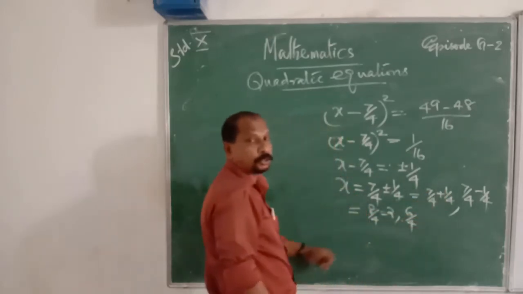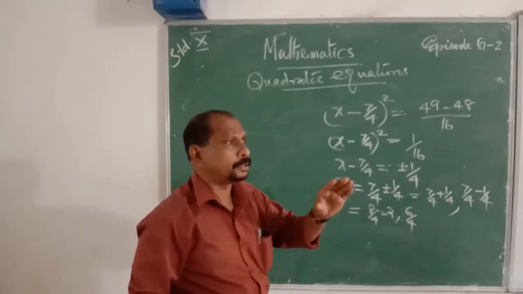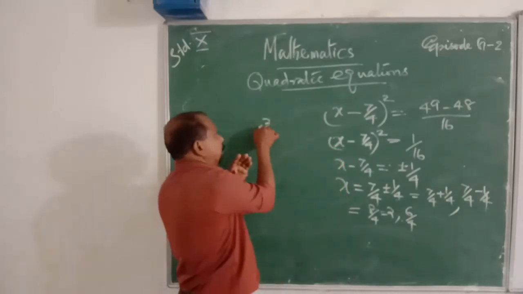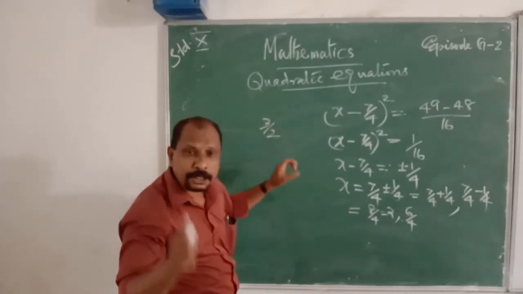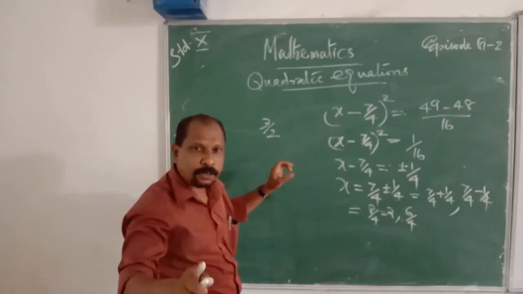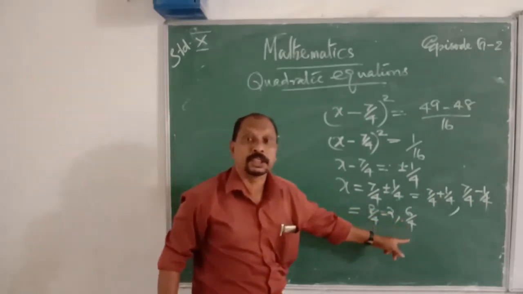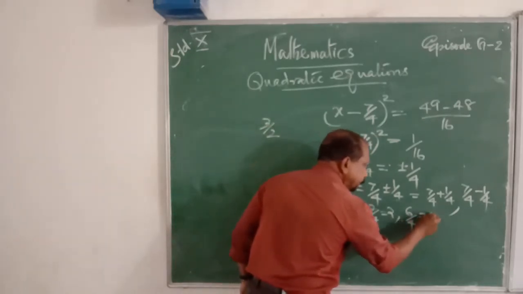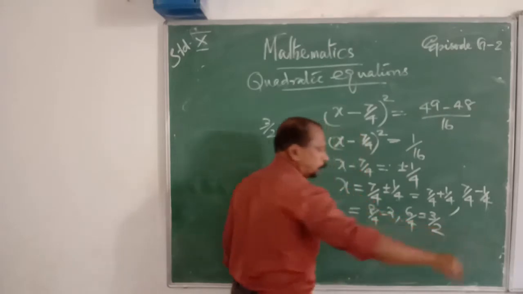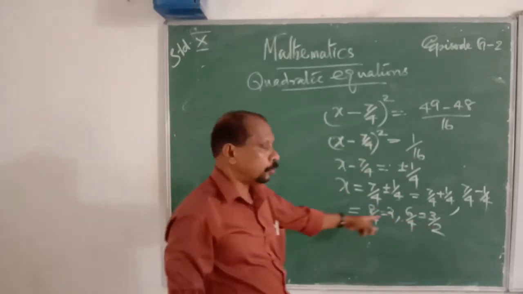6 by 4 is not the standard form of a rational number. Standard form of a rational number means, for example, 3 by 2: the numerator is 3, and the common factor is 1. That is the standard form of a rational number. But 6 by 4 is not in standard form; 2 is the common factor. Therefore, divided by 2, 3 by 2. Therefore, the roots are 2 and 3 by 2.